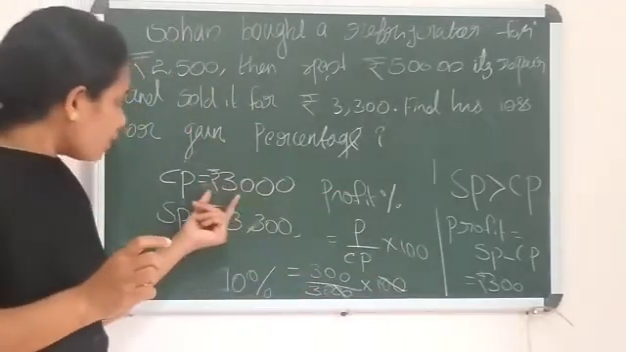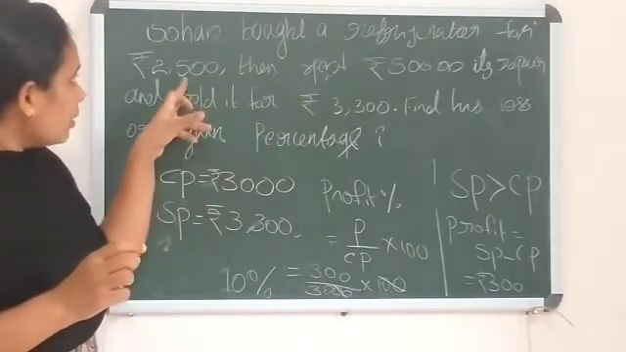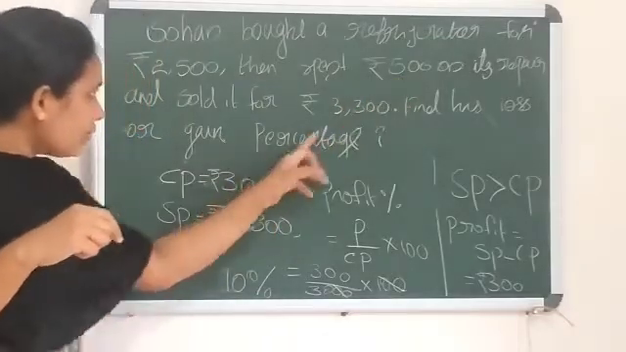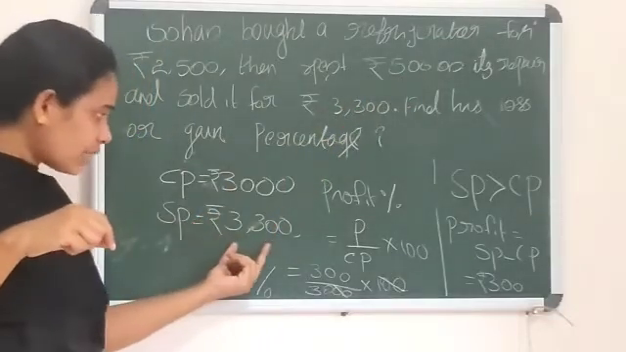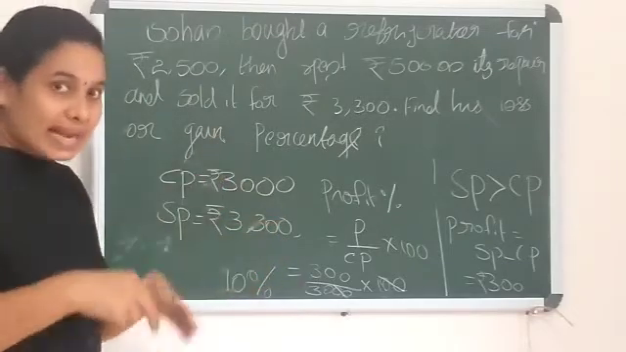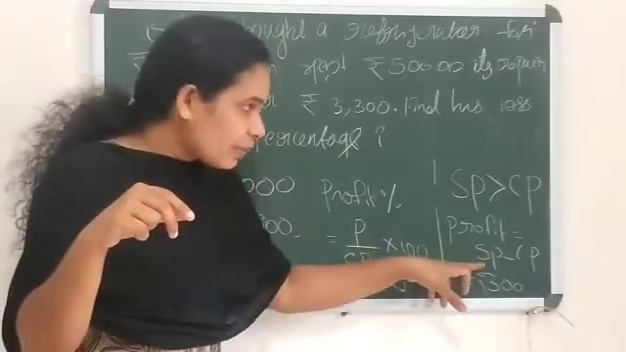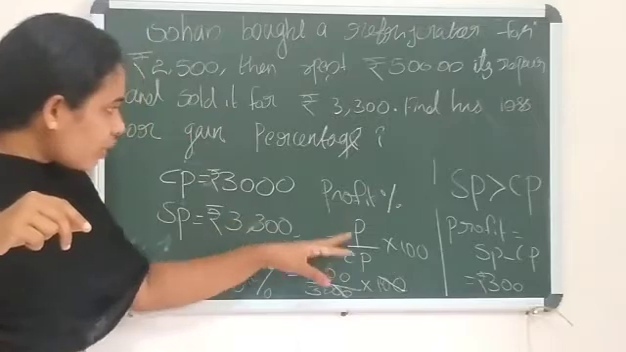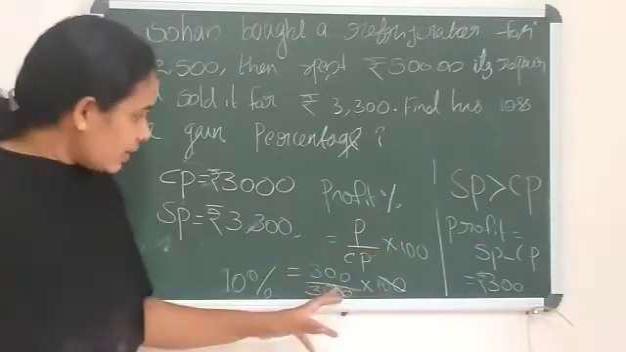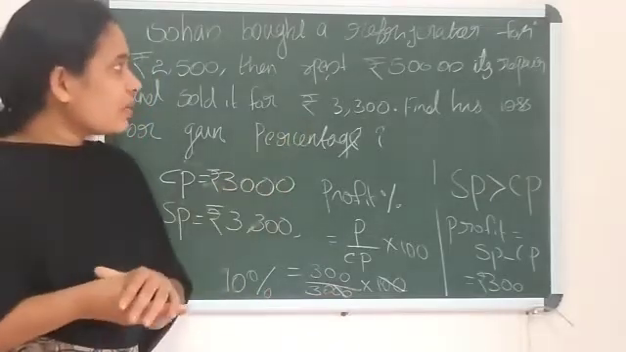So first we wrote the cost price by adding 2,500 and the money for repair. After that we wrote the selling price, 3,300, which is given. After that we got the idea that selling price is greater than cost price. So we found the profit value by subtracting cost price from the selling price. After that we found the profit percentage by the equation profit by cost price into 100. Then we got 10% as the profit percentage in this example.